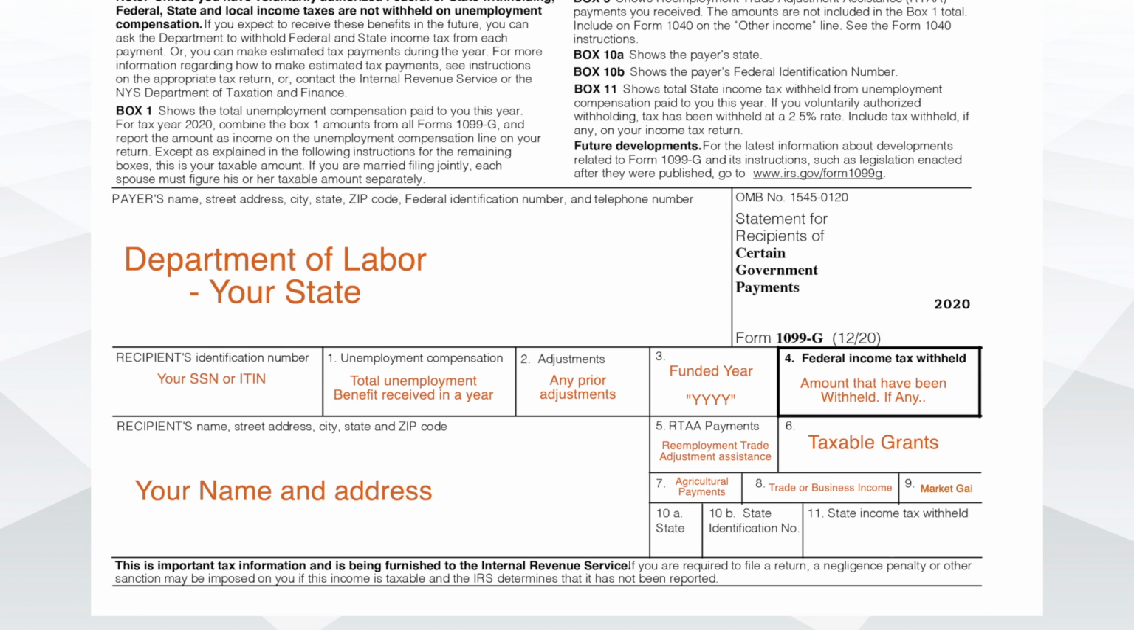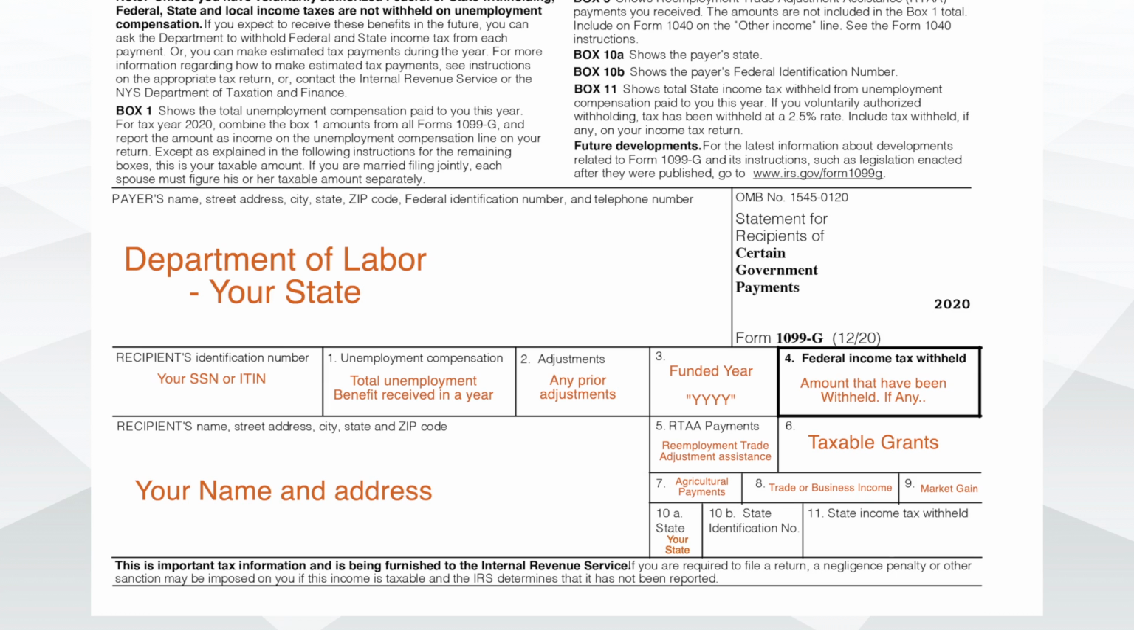Box number 9 is for market gain. So enter the market gain associated with the repayment of CCC loan. CCC loan is a Commodity Credit Corporation loan related to agriculture, which is mostly carried out by the Farm Service Agency, Agricultural Marketing Services, Natural Resources Conservation Service, and Foreign Agricultural Services.